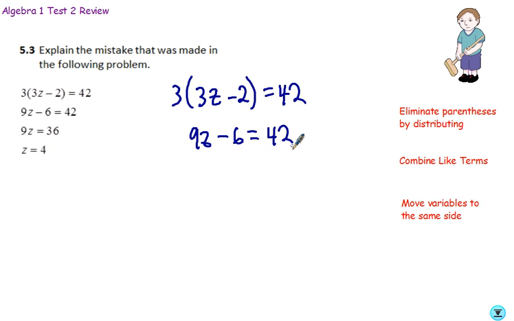Oh, I think I see what they did, right? So it looks like they said 42 minus 6 to get 36, when you should have added 6 to both sides, and then you would have got 48. So that was the mistake there, is that they subtracted 6 from 42 instead of adding it. All right, so that finishes up number 5.